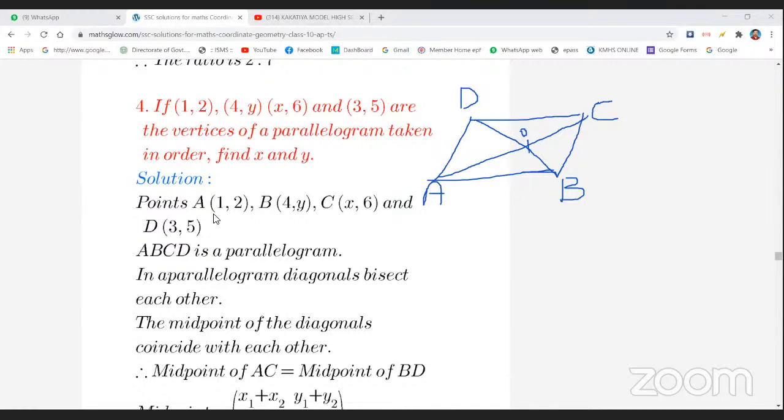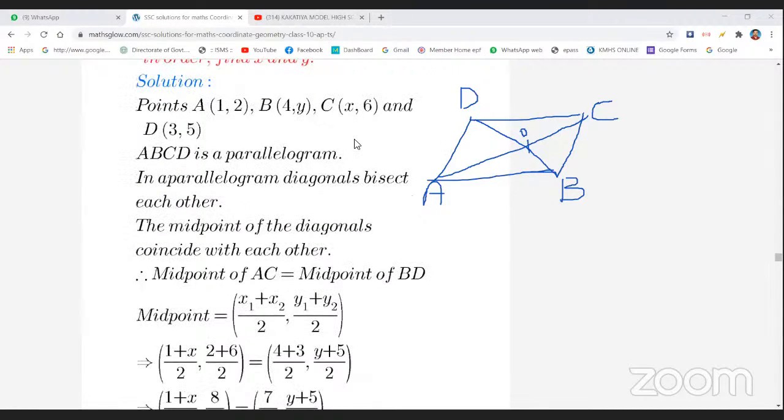Consider the first point be A, the second point B, the third point C, the fourth point D. ABCD is a parallelogram, so the diagonals bisect each other, and the midpoints of the diagonals coincide. The midpoint of AC is considered O. Then the midpoint of BD will be the same and coincide with O. So for both diagonals AC and BD the midpoint is O. Midpoint of AC is equal to midpoint of BD.